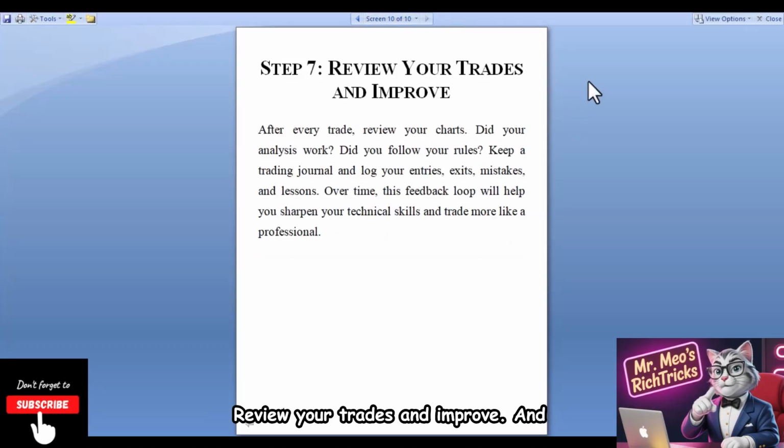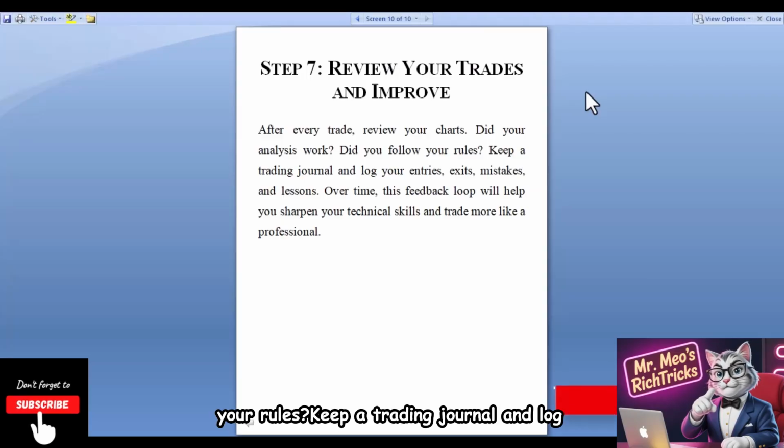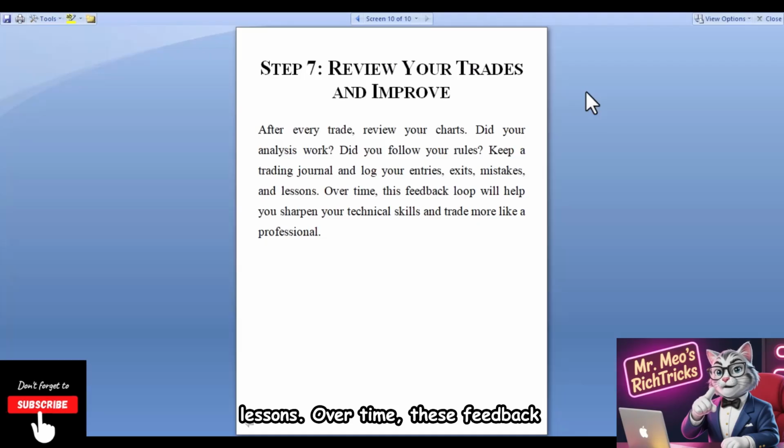Step 7, review your trades and improve. And let's go to the last page right here, which is review your trades and improve. After every trade, review your chart. Did your analysis work? Did you follow your rules? Keep a trading journal and log your entries, exits, mistakes, and lessons. Over time, these feedback loops will help you sharpen your technical skills and trade more like a professional.